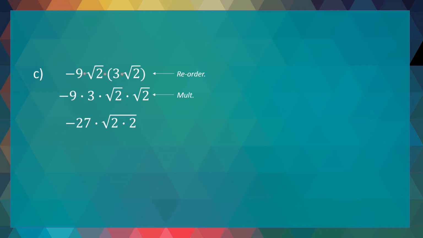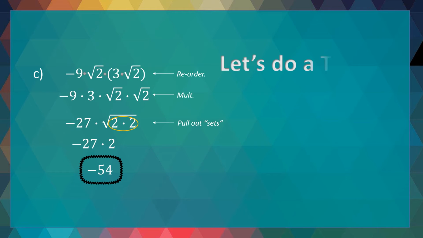From here we want to look under the radical and see if we can pull out any sets. Notice you do have a set of 2's that can come out. So we now have negative 27 times 2. The radical disappears because we took everything out from underneath it. And we know negative 27 times 2 is negative 54. And that would be your final answer.